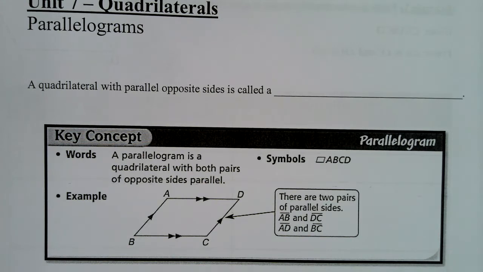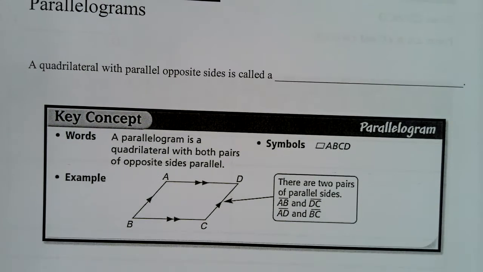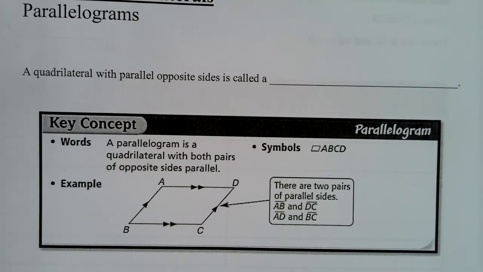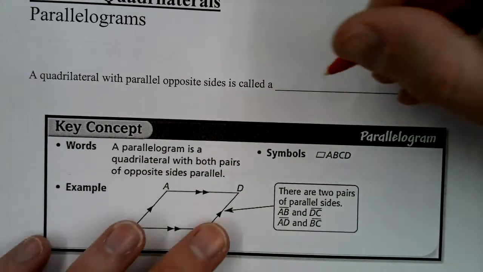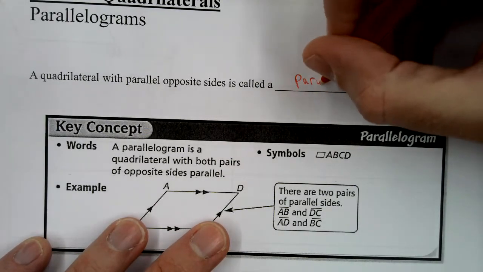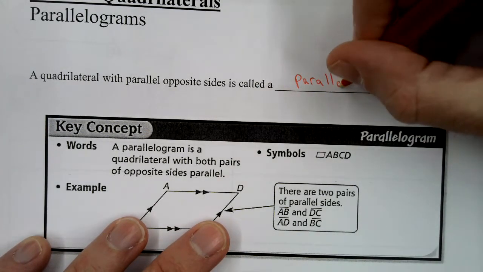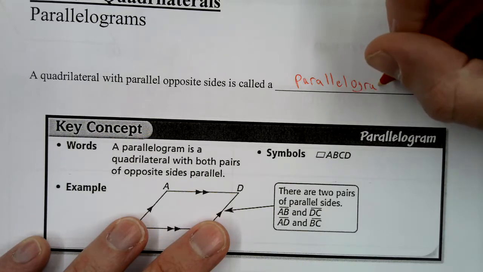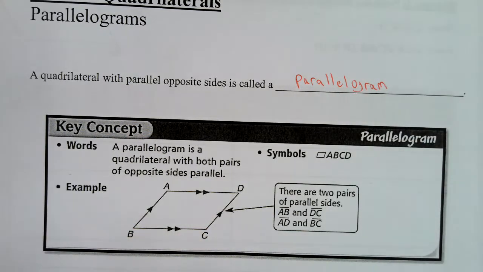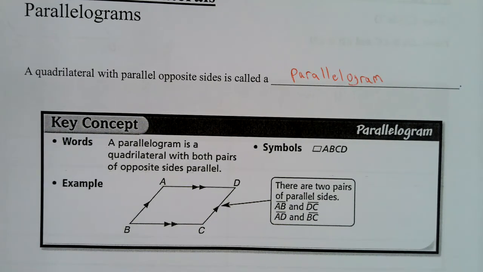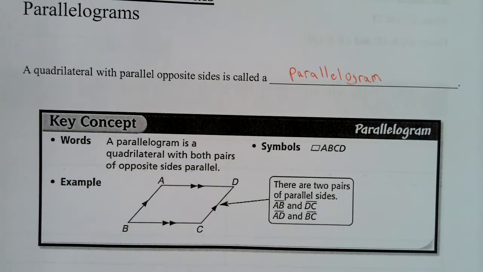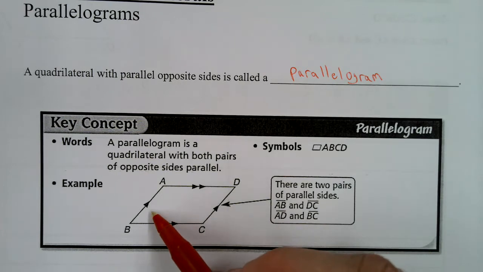But a quadrilateral, that means a four-sided figure, with parallel opposite sides is called a, you guessed it, parallelogram. A quadrilateral with parallel opposite sides is called a parallelogram. And here's an example of a parallelogram.